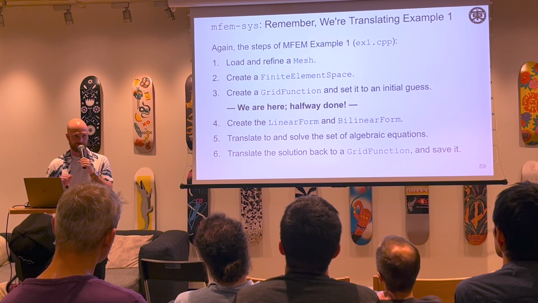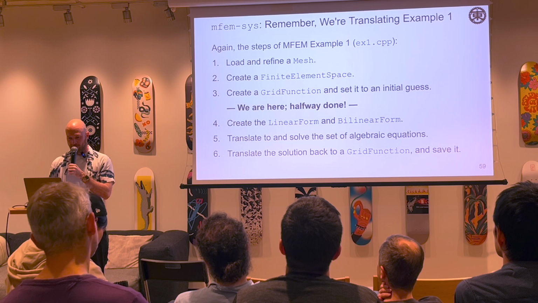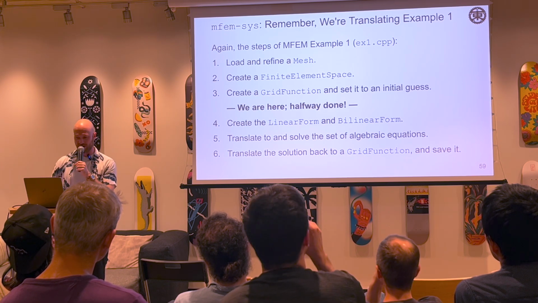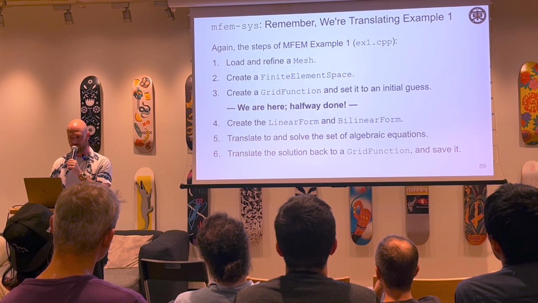All right, we're halfway through. How am I doing on time? What's left to do is we need to create the linear and bilinear forms, solve the set of algebraic equations, and bring the solution back to be a grid function, save it.